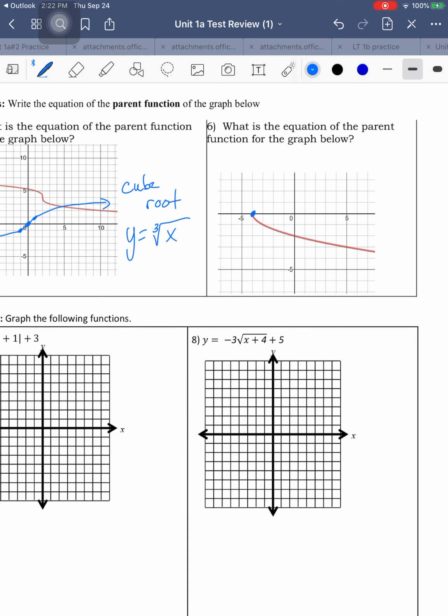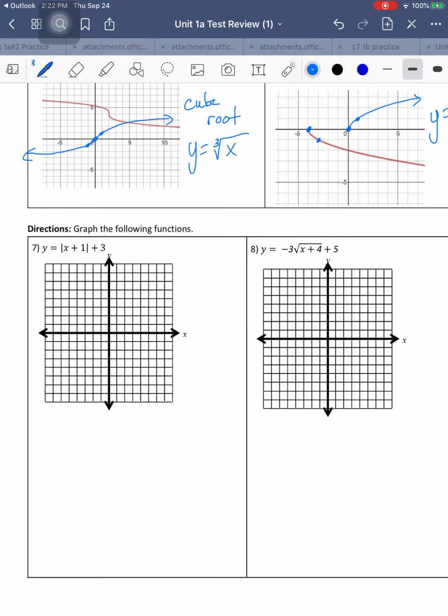Number 6, what is the equation? It's the only parent function we're studying this year that has a starting point. And you can see those two coordinates, they get transformed. But it is y equals, this is a square root.